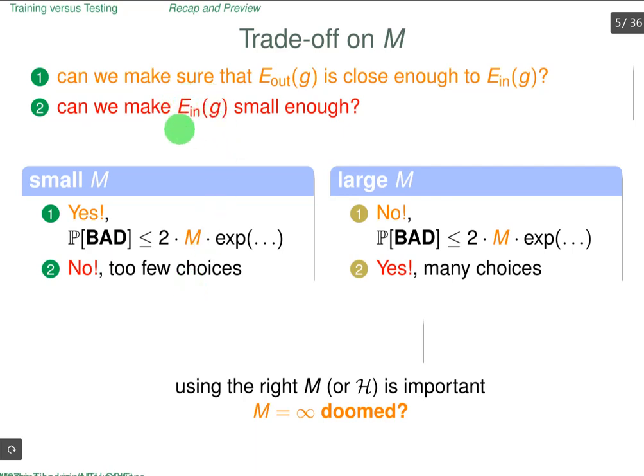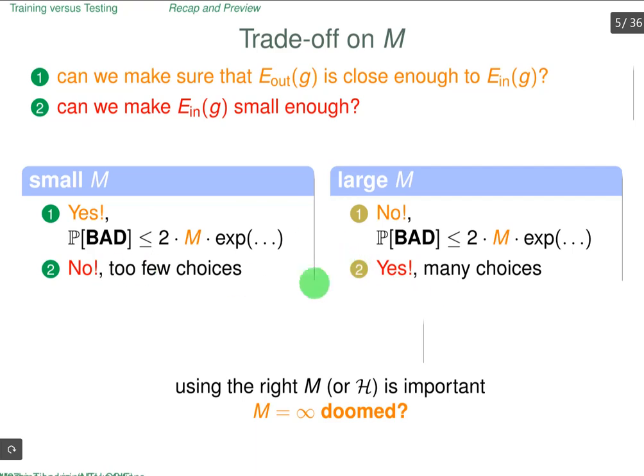So it will be difficult to find the hypothesis G among the small number of hypotheses available for us. So when we have a large number m of hypotheses, the answer to the first question would be no. Why? Because m is big, the probability of bad event will be big, right? And the answer to the second question, can we make sure in-sample error is small enough, is yes.